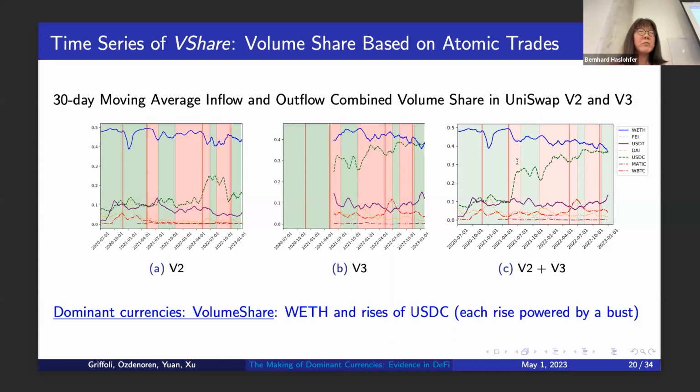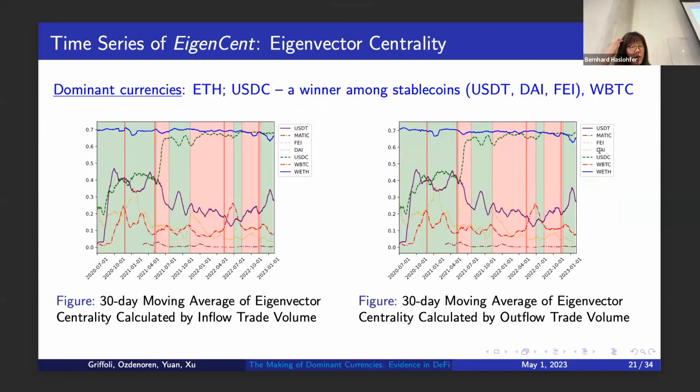Remember the pink column, each pink column denotes a bust, right? So every time there's a bust, you see the rise of volume share for USDC. So the rise of USDC, each rise is basically powered by bust. This first one is basically the artifact of addition of these three. It had nothing to do with the bust, but the rest you can see clearly. Stable coins become more dominant currency after each bust.